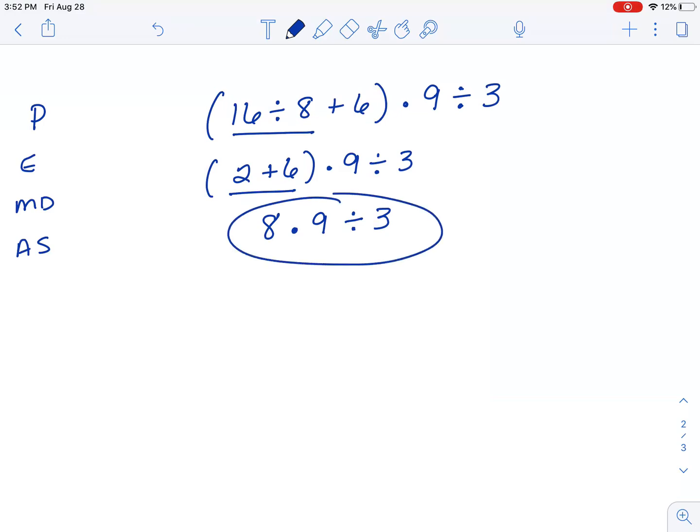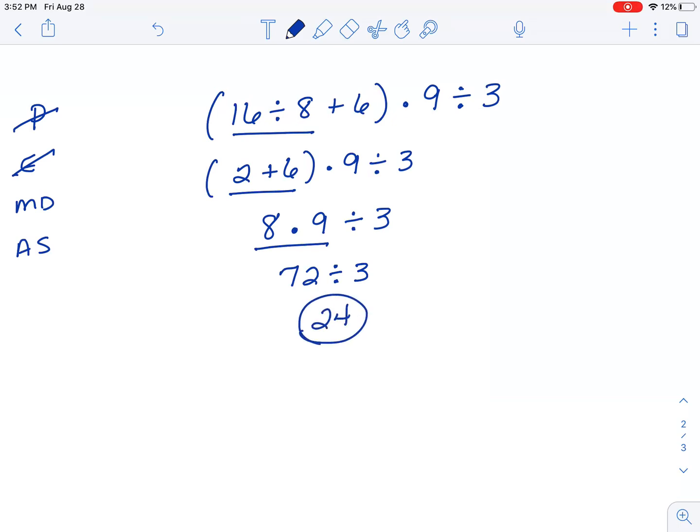Do I have now any more parentheses? No, I do not. Do I have any exponents? No, I do not. Do I have any multiplication or division? I've got both. So I do it from left to right. So 8 times 9 is 72. 72 divided by 3 is 24. And that is my answer. So when you've got more than one thing to do inside of a parentheses, like here, you do it the same as what you would do for PEMDAS.